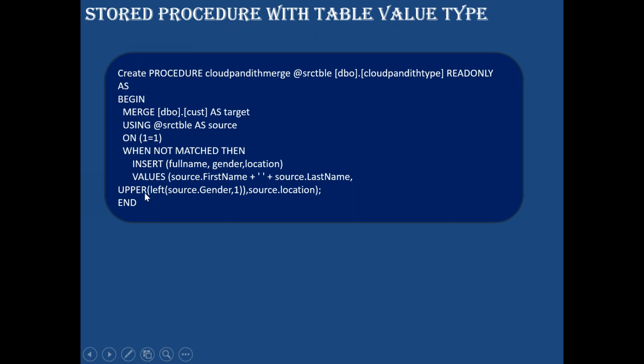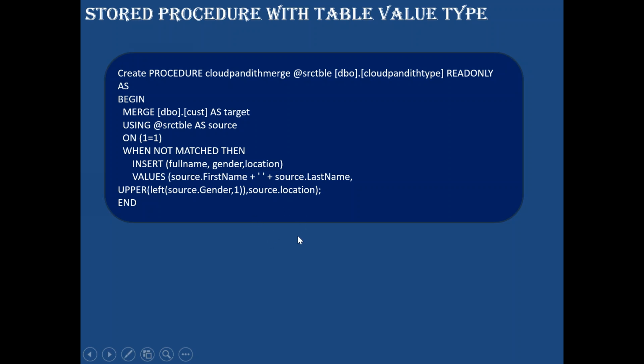Then I'm converting that into uppercase. If it is male, M should be uppercase. If it is female, F should be uppercase. Then I am using the source location. The location is going as it is into the location column. The gender's first character is going into the gender column in the cust table. First name and last name are going into the full name column.